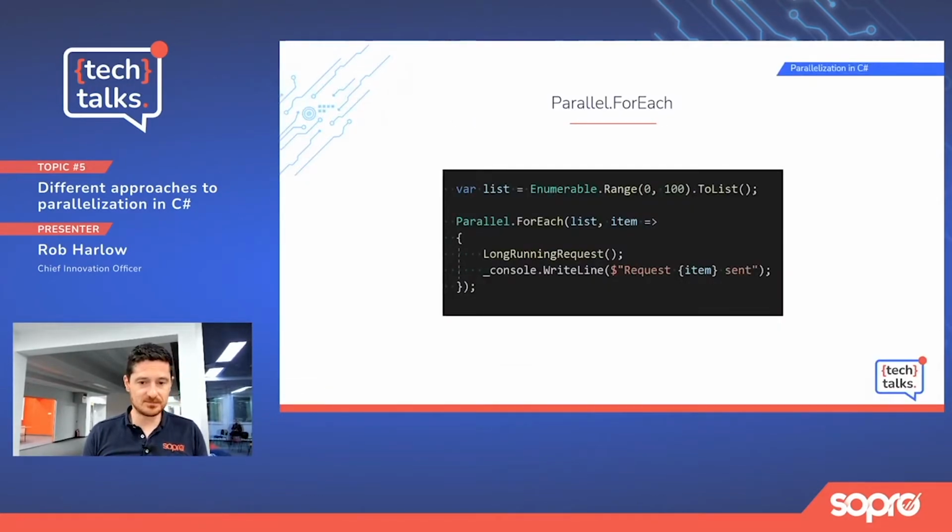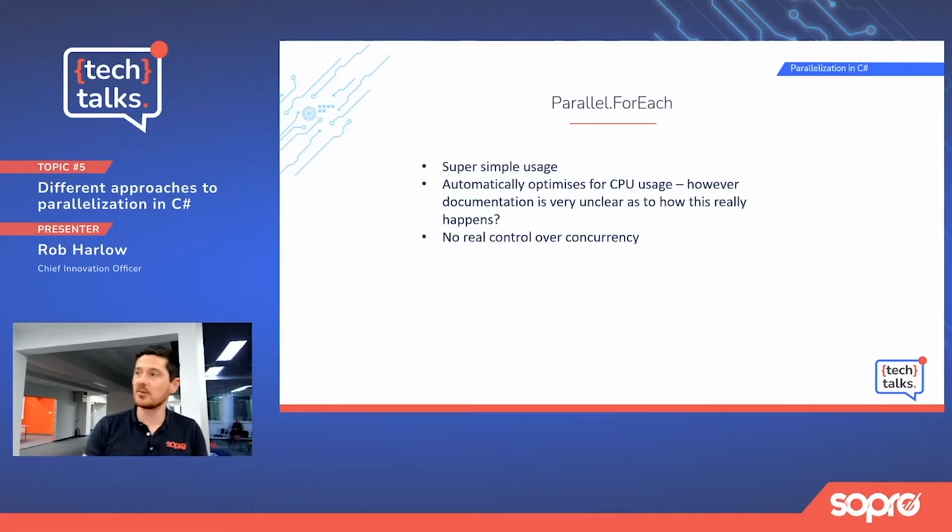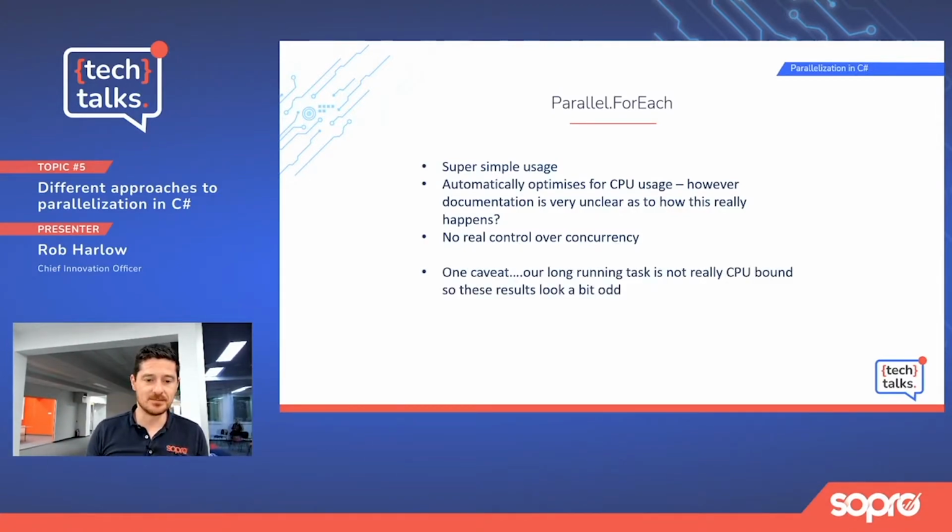So, lots of good things about parallel for each. It's really simple. I'm going to say it automatically optimizes for CPU usage. I've done a lot of research into how it does this and what it does to do this, and there's just no clear documentation that I can find on what, why, and as a result, it doesn't feel like there's any fine-grained control over concurrency, which for me is a big problem.